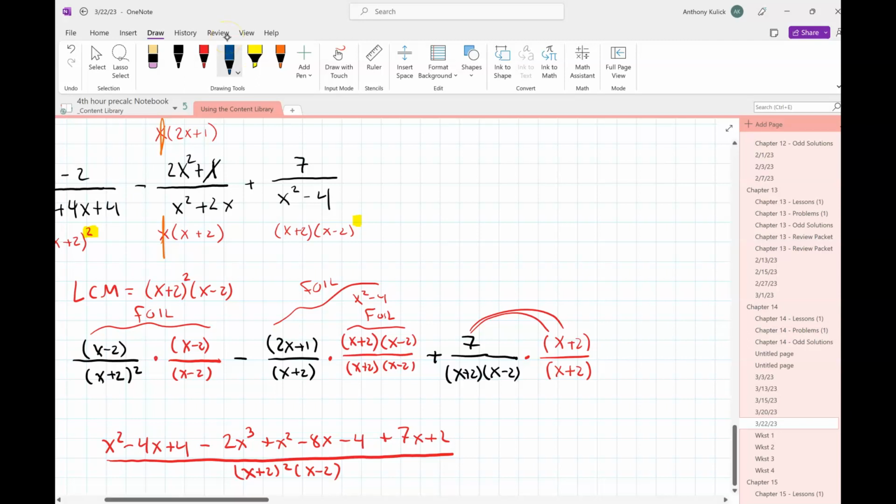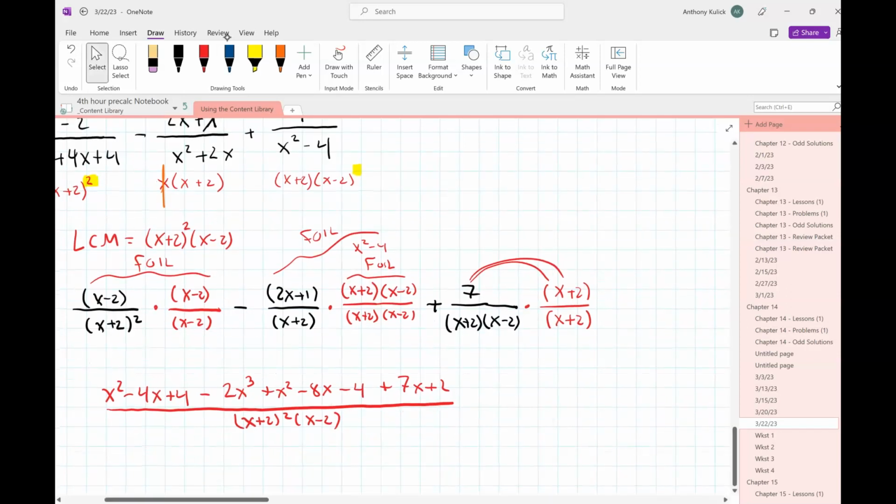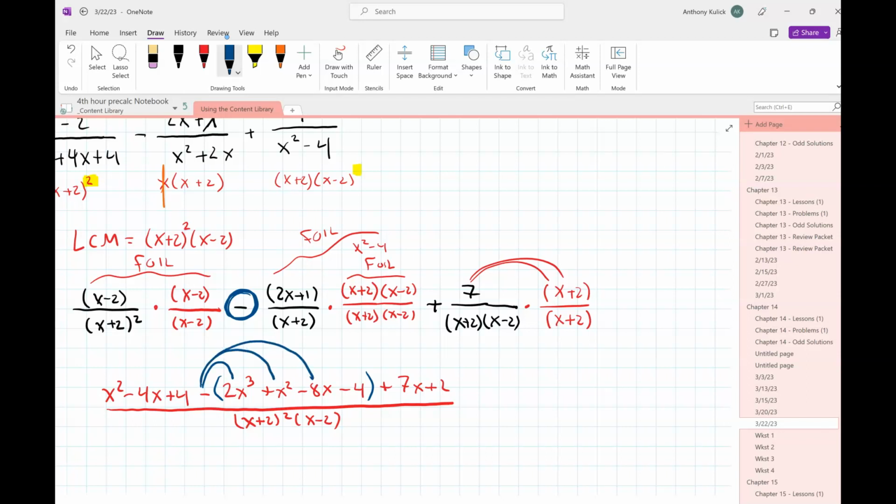What do you guys think? Does that look good to you? So far, so good? Double check me, see if I made any mistakes. I did. On purpose. That's the mistake that I did intentionally.